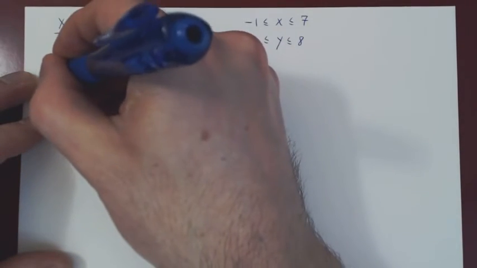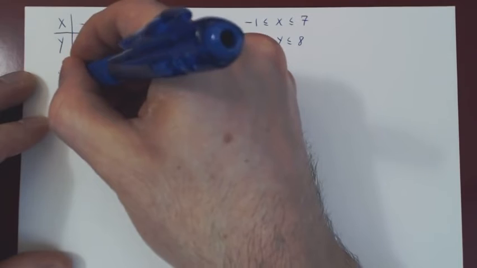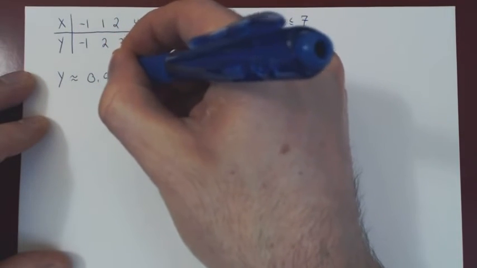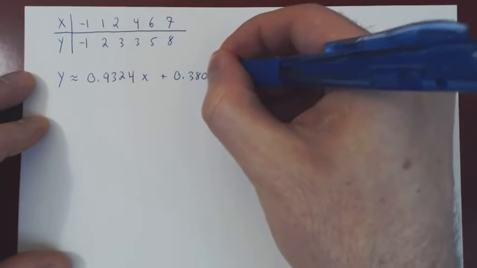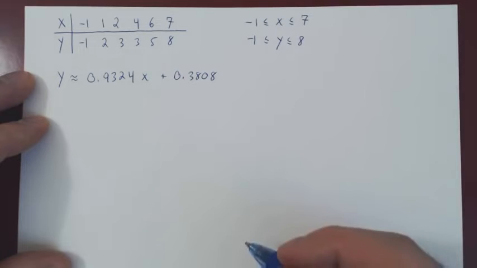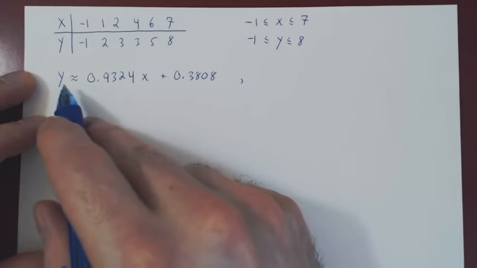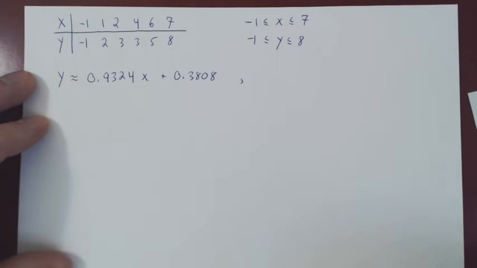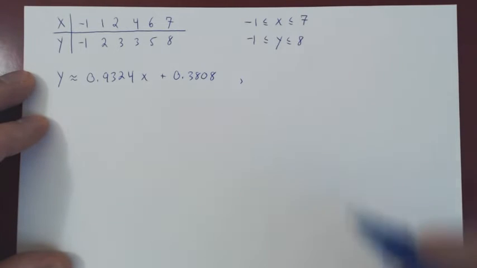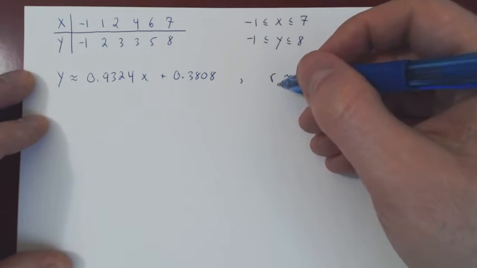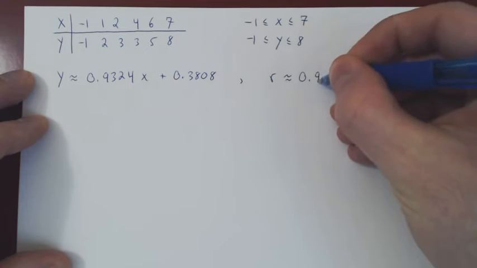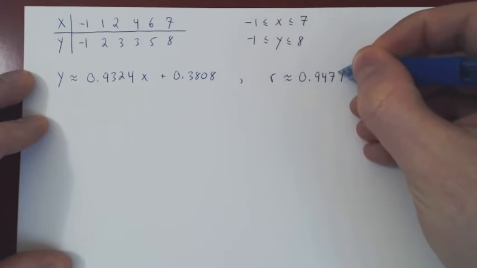And we also found that our line of least squares was approximately 0.9324x plus 0.3808. And we also had a very strong correlation, which again is the only reason why we can justify using the line of least squares to make predictions about x and y values. R was approximately 0.9477, which again is very close to 1.